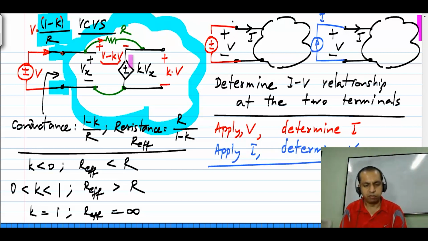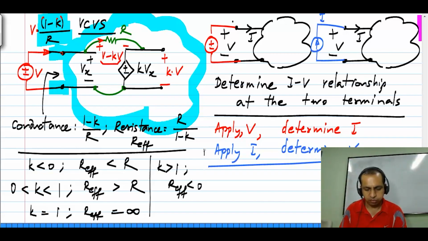What does it mean if K equals 1? This voltage is exactly the same as that voltage. There is no voltage across R at all. Although there is a resistance, it does not draw any current because the voltage across it is 0. And finally, if K is more than 1, then R effective will become negative. So you can take a resistor, make it look like it is smaller, make it look like it is larger, make it look like even an open circuit, or you can even make it look like a negative resistance.